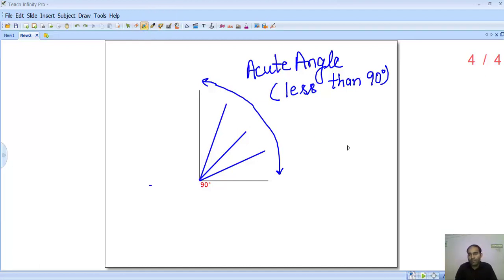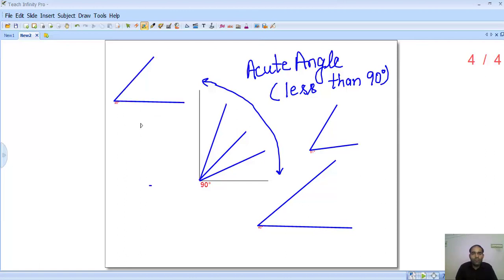If I draw like this, this is less than 90-degree. How much is it? 51. Okay. Now I draw this. This is a 40-degree angle. It is less than 90-degree. So it is an acute angle. Okay. Let me draw one more. This is a 48-degree angle. This is less than 90-degree. So it is an acute angle. Let me draw one more angle.